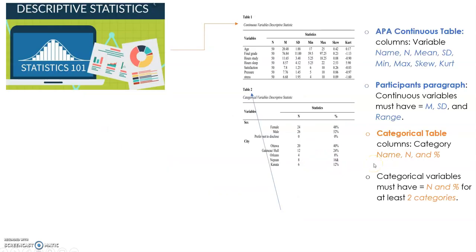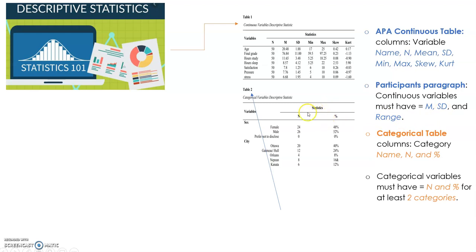About descriptive statistics, it shows the summary of the numerical and categorical information of a data set. You already saw this in the lab assignment. You can provide the APA descriptive statistics tables for the continuous variables and the categorical variables. For the continuous variable table, you provide those values. And when you write the participant paragraph regarding continuous variables, you have to tell the mean and standard deviation of each continuous variable and also the range.